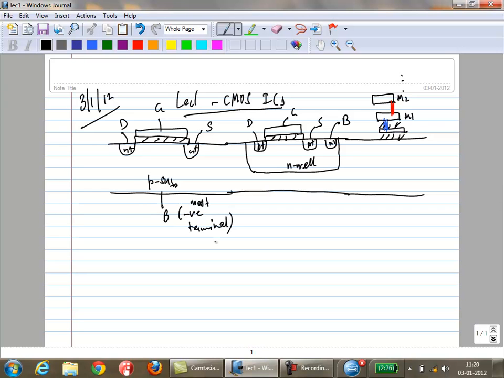Okay? That will make sure that your PN junctions are reverse biased, so you don't have forward biased junctions in your circuit. Okay? So that's for the P substrate, and that's common. Remember that that's a common connection for all your NMOS transistors.